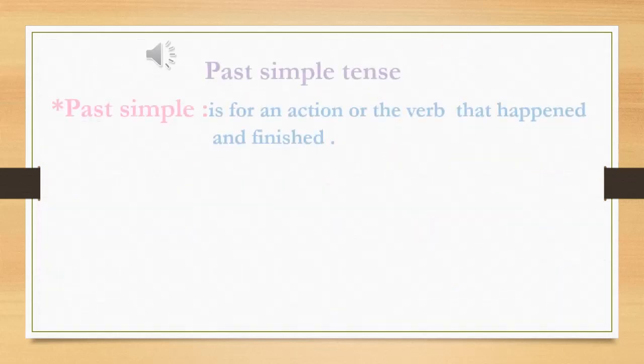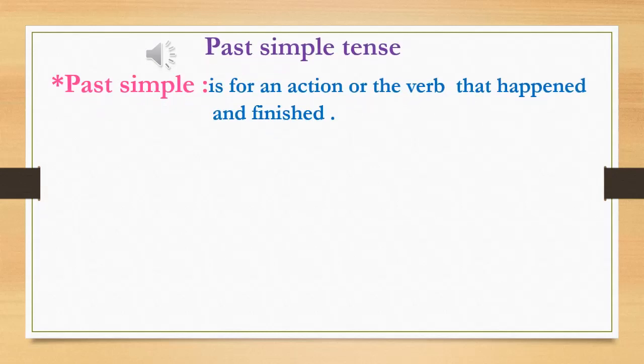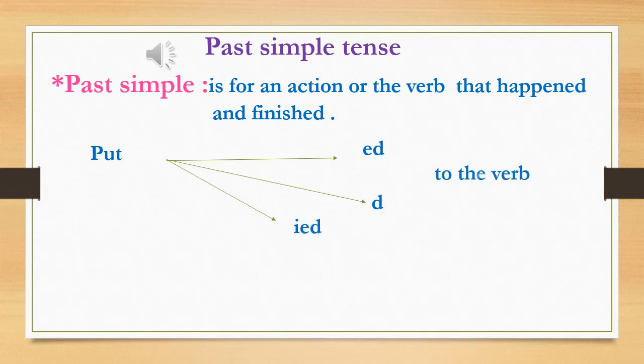We use the past simple tense when we are talking about an action or verb that happened and finished. We put ed or d or ied to the verb.